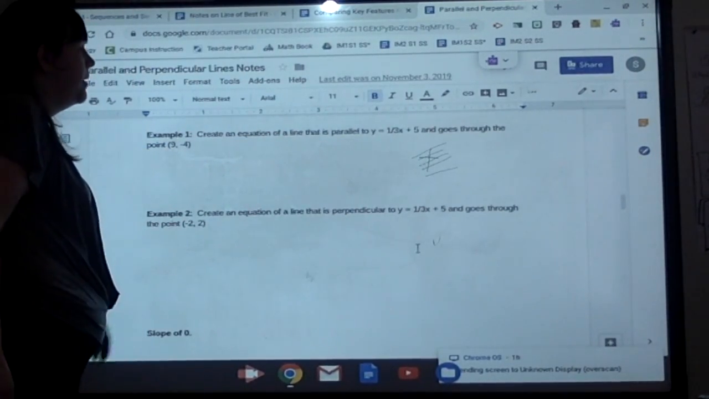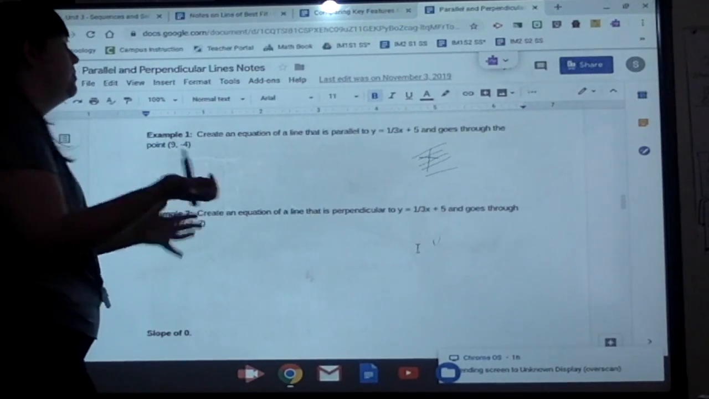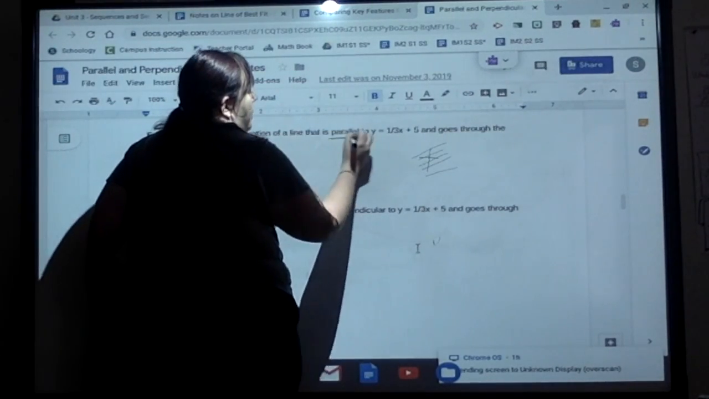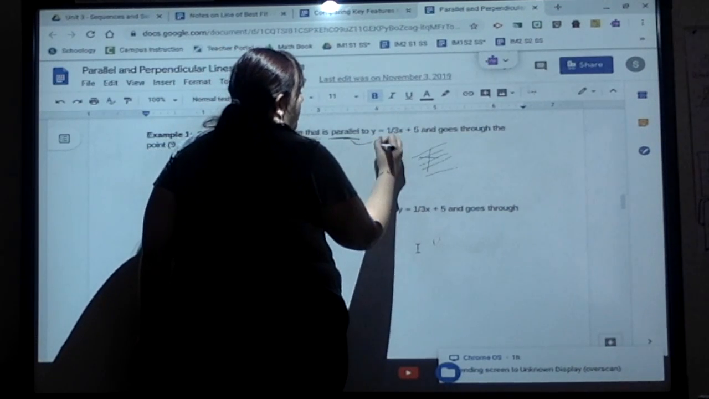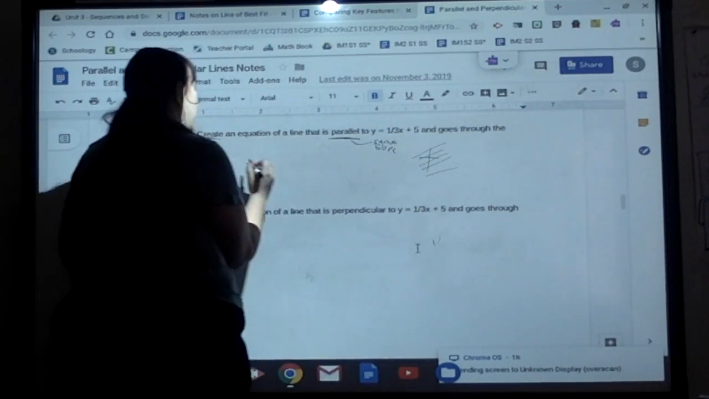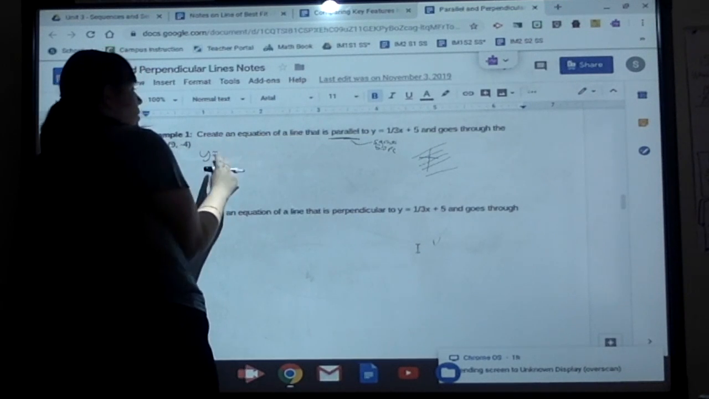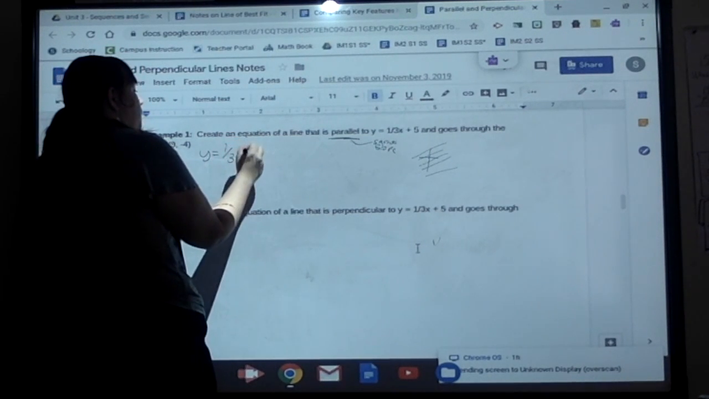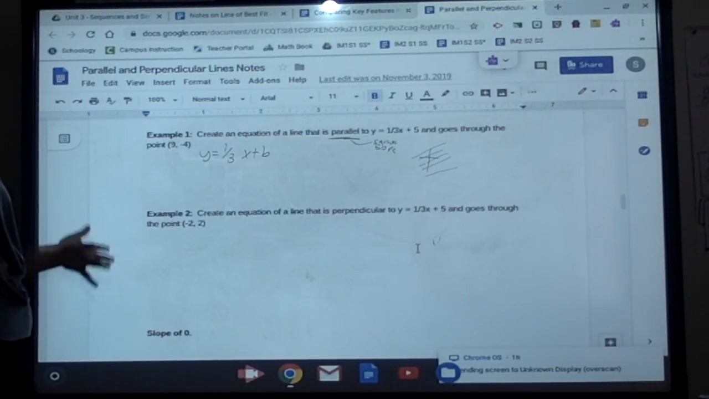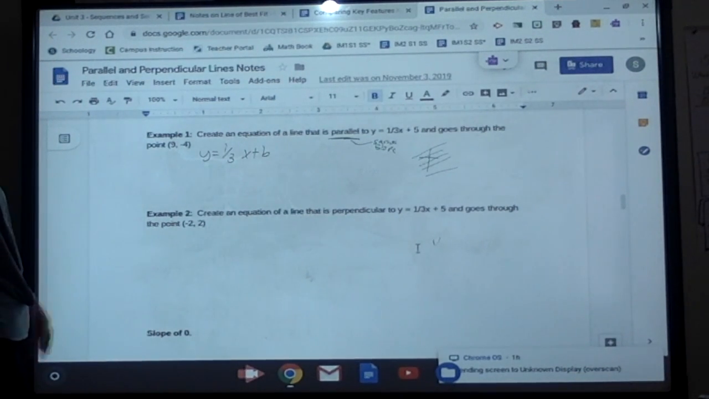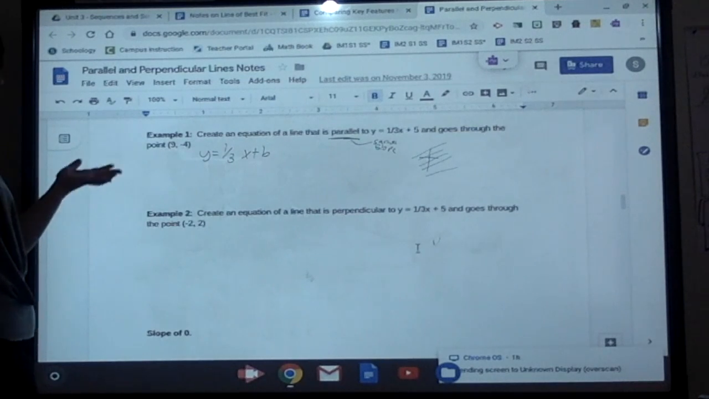Well, here's how you do it. Parallel lines have the same slope. So because of parallel, I know that the slope's going to be the same. Same slope, meaning my new line, y equals, my slope's also going to be 1/3. So all these words do is tell you the slope of your new line. If it says parallel to, it means it's going to have the same slope.